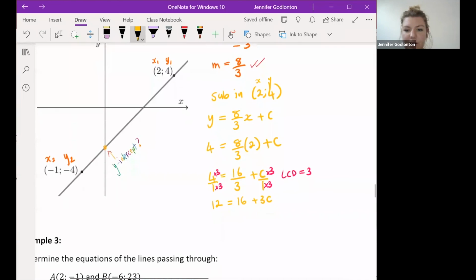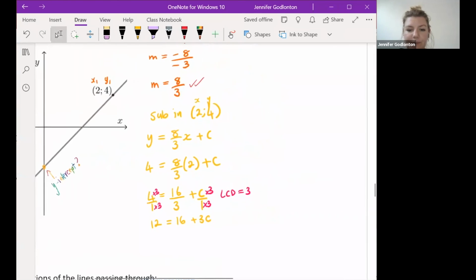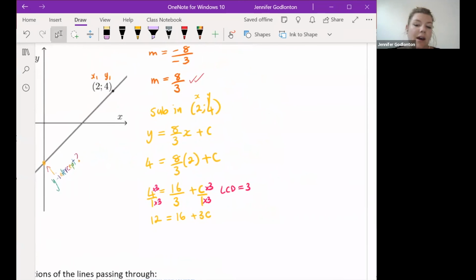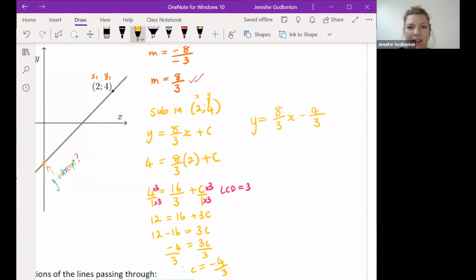I'm going to run out of space. I'm going to move my 16 over. So I'm going to have 12 minus 16 is equal to 3c, which means the negative 4 is equal to 3c. I'm going to divide them both by 3. And so c is equal to negative 4 over 3. So this is a tricky one, guys. My final equation is going to be y is equal to 8 over 3x minus 4 over 3.